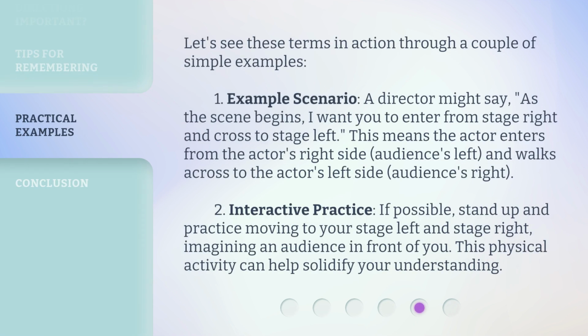Let's see these terms in action through a couple of simple examples. 1. Example scenario. A director might say, "As the scene begins, I want you to enter from stage right and cross to stage left." This means the actor enters from the actor's right side, audience's left, and walks across to the actor's left side, audience's right. 2. Interactive practice. If possible, stand up and practice moving to your stage left and stage right, imagining an audience in front of you. This physical activity can help solidify your understanding.